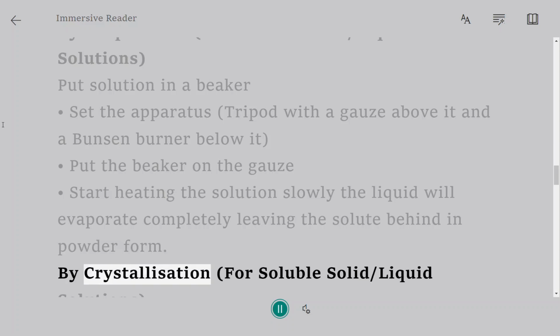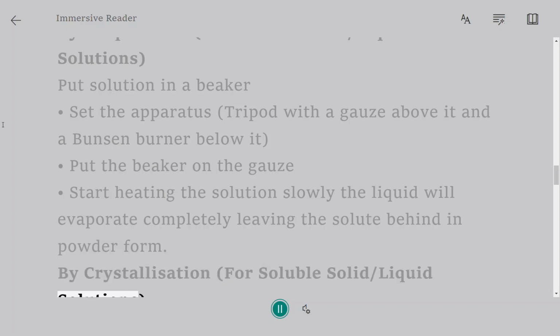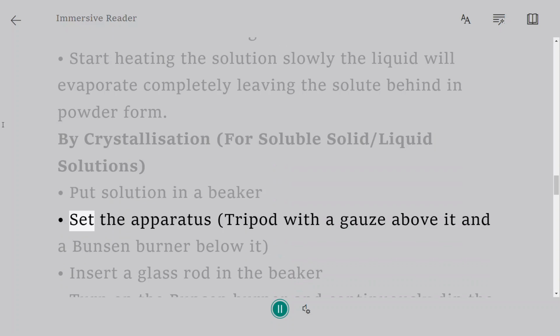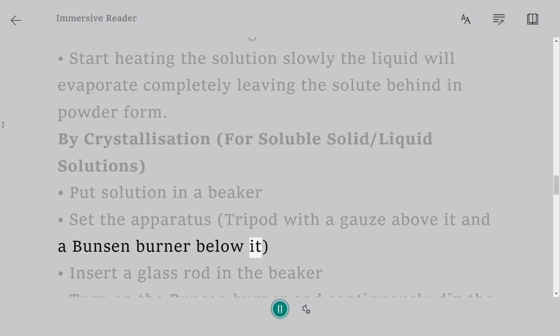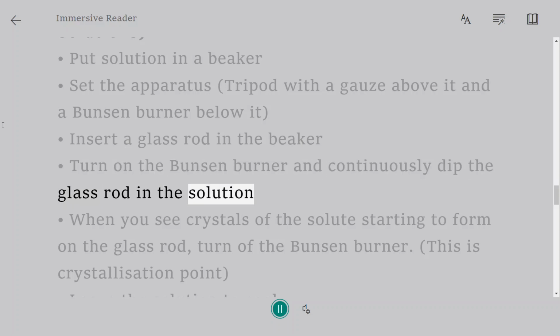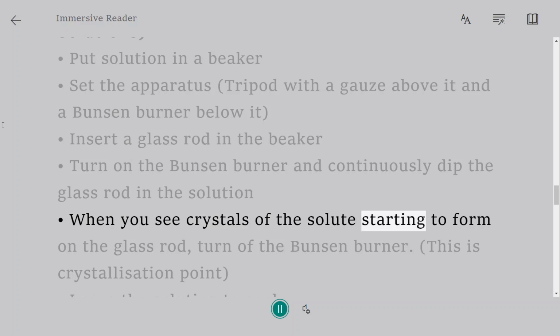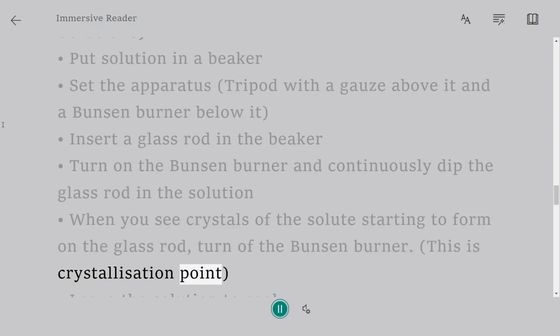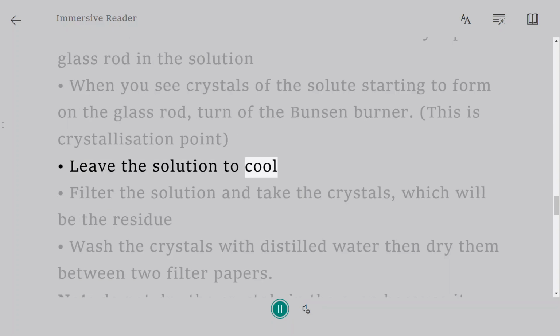By crystallization, for soluble solid/liquid solutions. Put solution in a beaker. Set the apparatus, tripod with a gauze above it and a Bunsen burner below it. Insert a glass rod in the beaker. Turn on the Bunsen burner and continuously dip the glass rod in the solution. When you see crystals of the solute starting to form on the glass rod, turn off the Bunsen burner. This is the crystallization point. Leave the solution to cool.